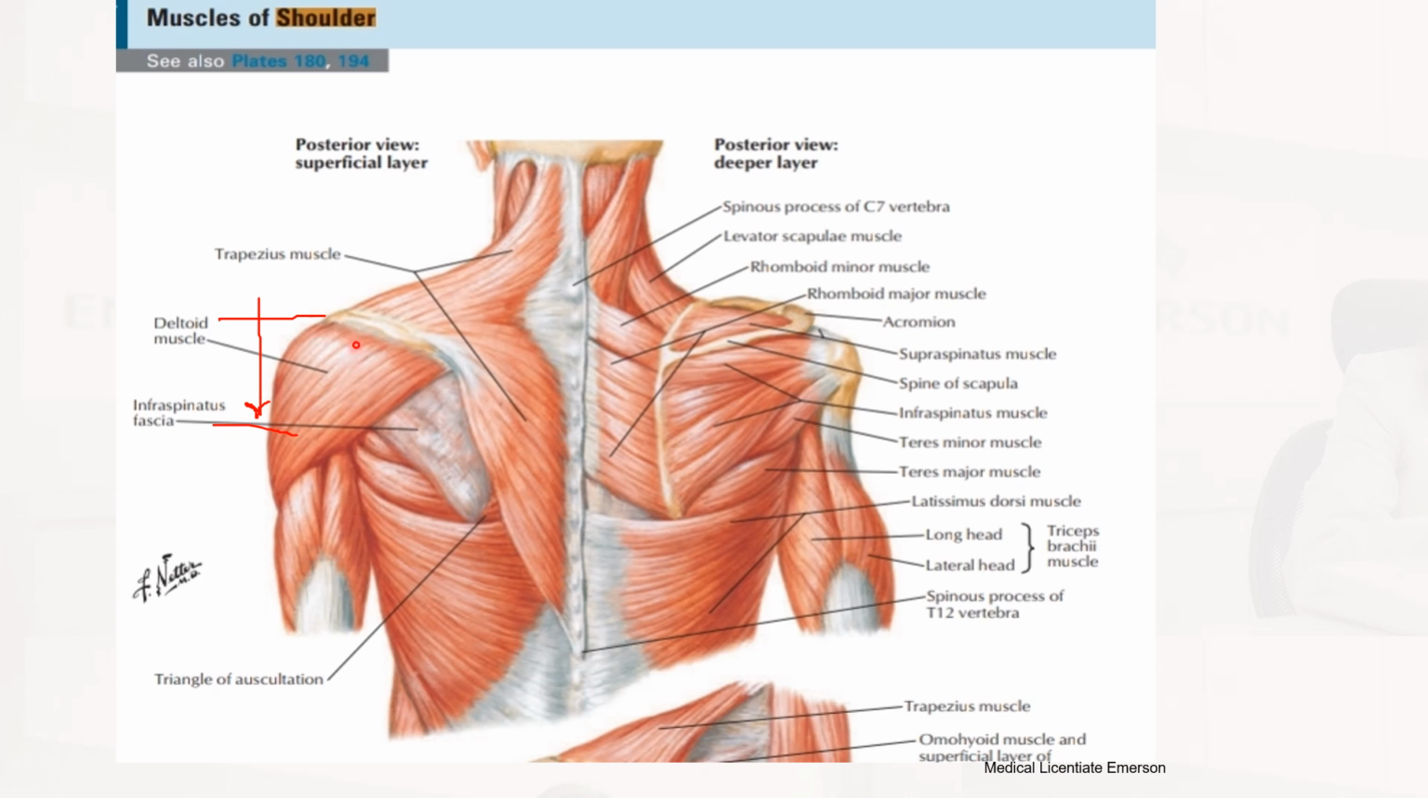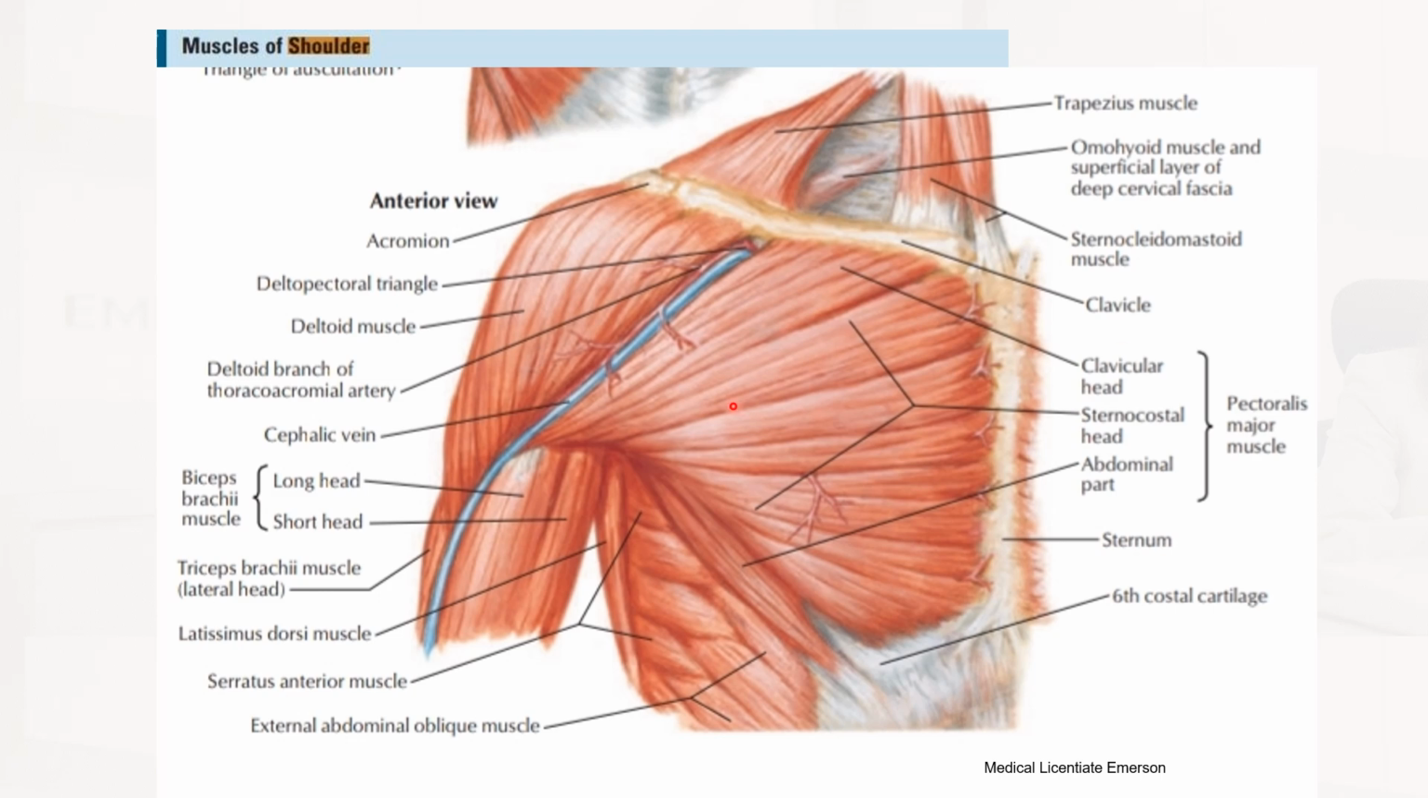We can move. So this is the deltoid muscle, the trapezius muscle, the infraspinous fascia here. This is the deltoid. The teres major is on this side, and this is the infraspinous muscle on this side. Then this is the anterior view.